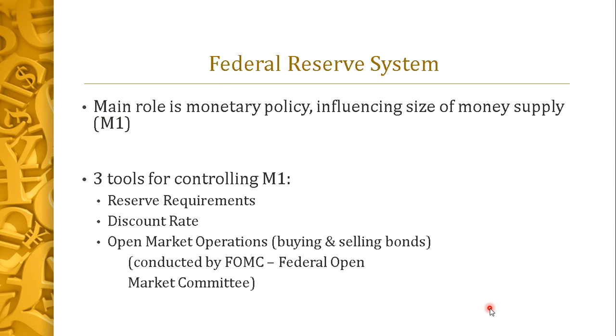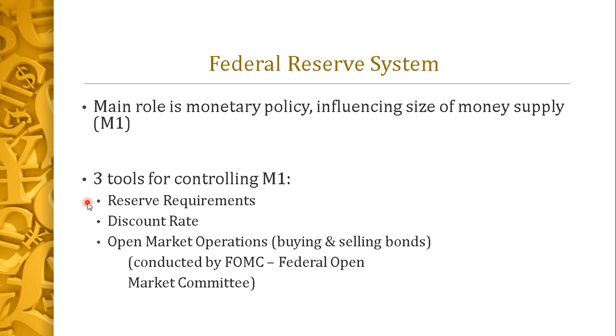So the Federal Reserve System has many roles, which you'll read about in the chapter, but its real main, most important role is to exercise monetary policy, which is influencing the size of the money supply for the sake of managing the economy, making sure we don't have too much inflation or too much unemployment. They have three tools for controlling the money supply.